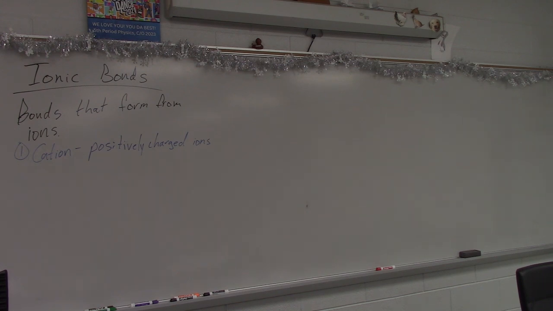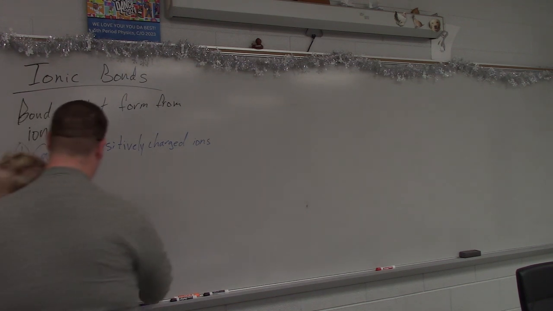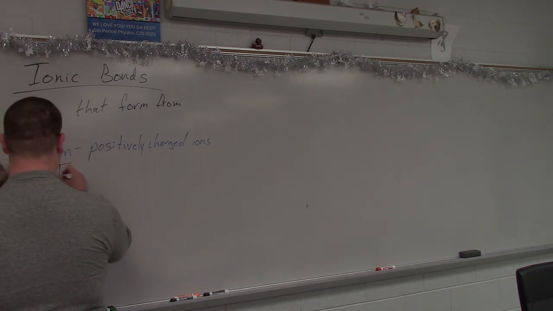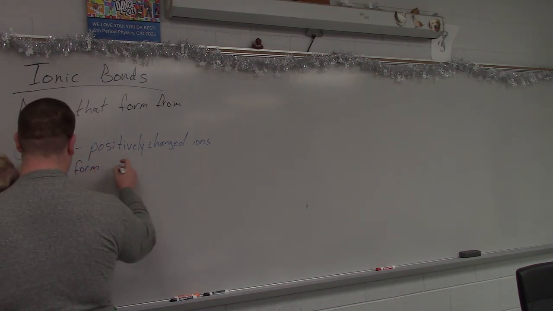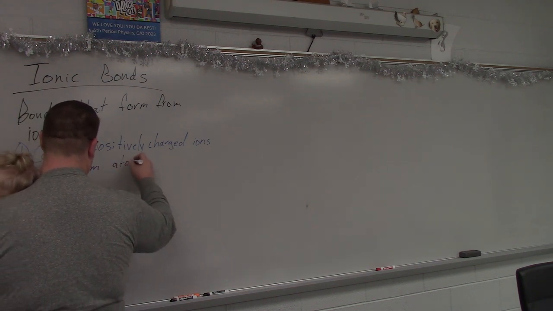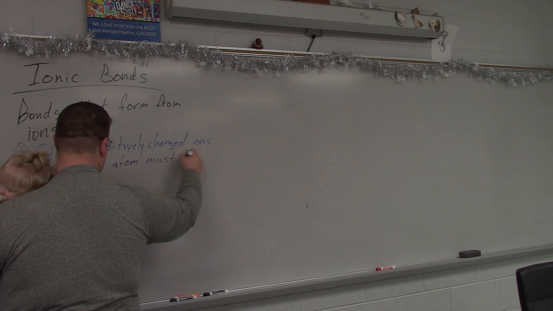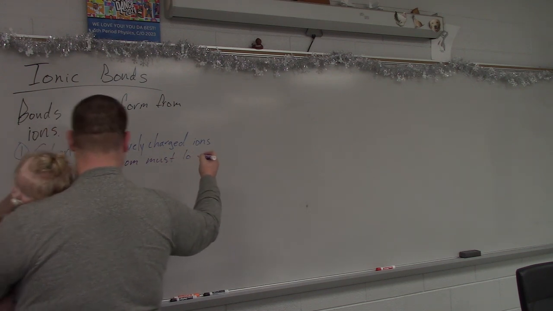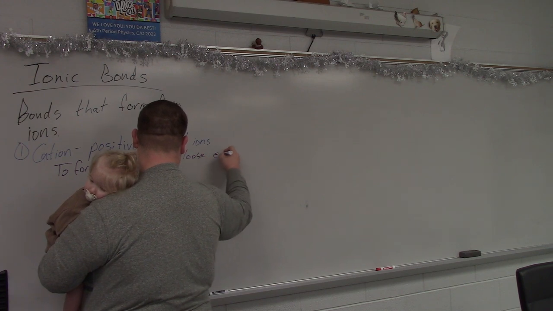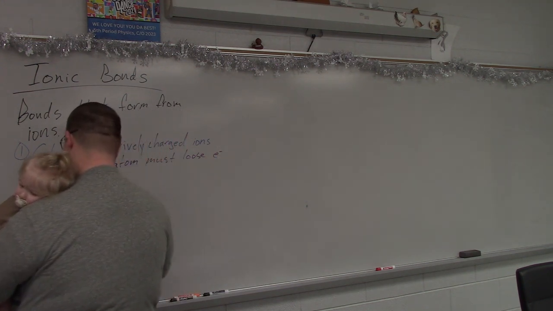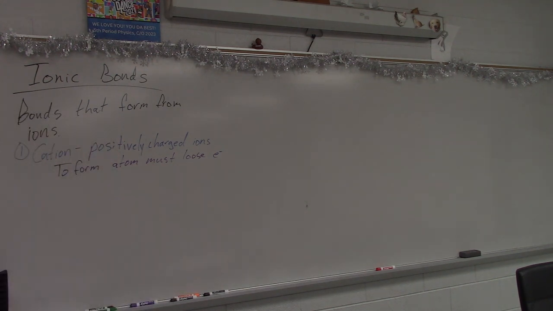When you look at cations, the key for them to form is an atom must lose electrons. Certain atoms we deal with will lose electrons, and whenever they lose these electrons, they form cations.